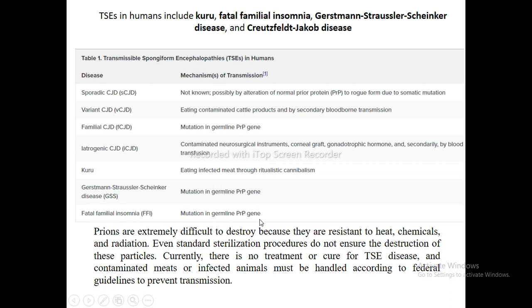Okay. Now, one more thing we should know is that prion destruction is really difficult because they are resistant to heat, chemicals, and radiations. Even standard sterilization processes may not work for destruction of these particles. And because there is no cure for TSE diseases, utmost care should be taken, and guidelines should be followed when handling the meat and infected animals, so that we can prevent the transmission of these diseases.